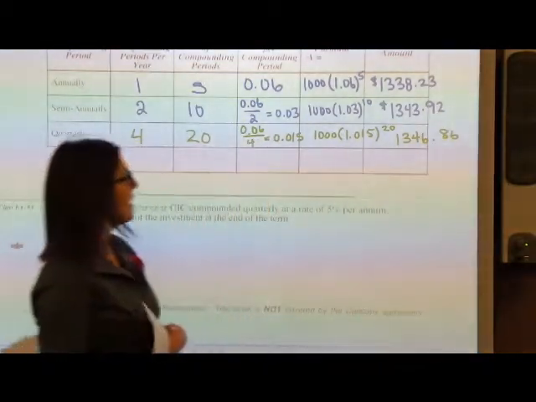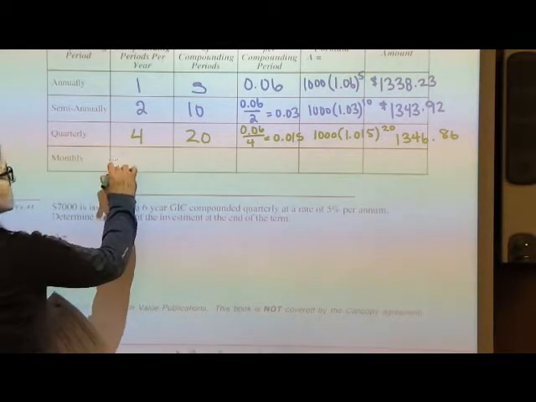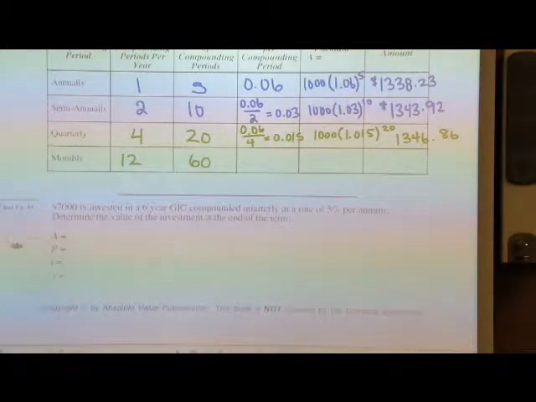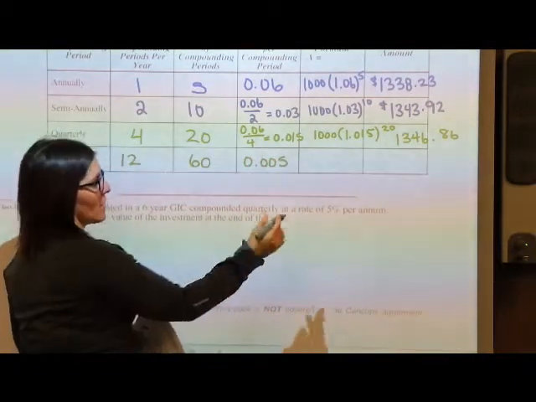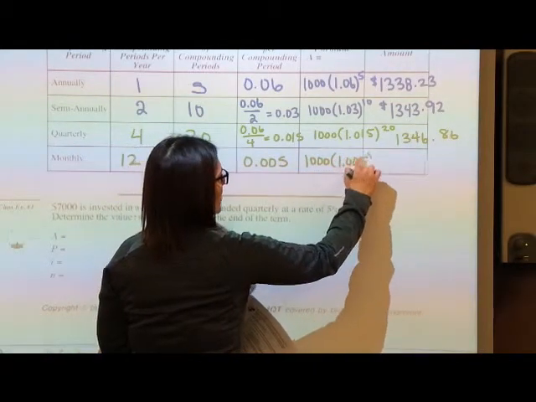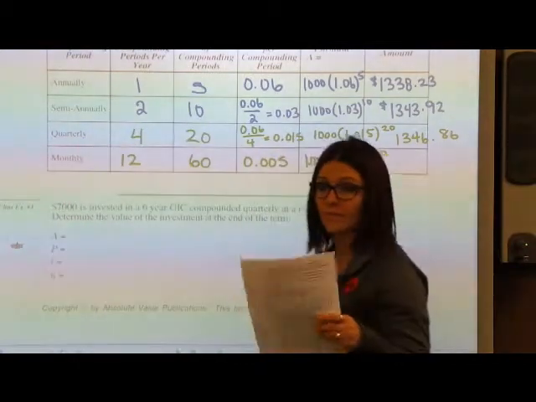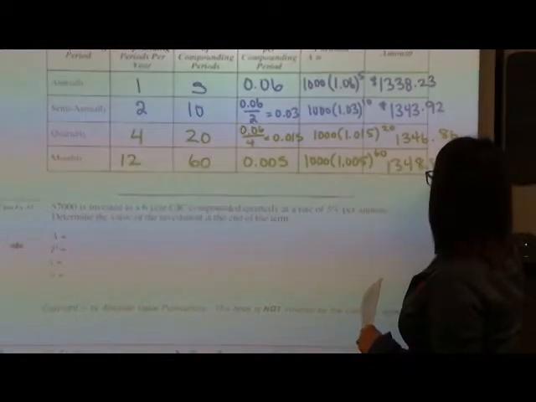And then finally, monthly, how many periods per year? 12. So how many total? 60, because it would be 12 times 5. And my interest rate? 0.005. So then my formula becomes 1,000 times 1.005 to the power of 60. And how much money do I have at the end of 5 years? $1,348.85. Right.